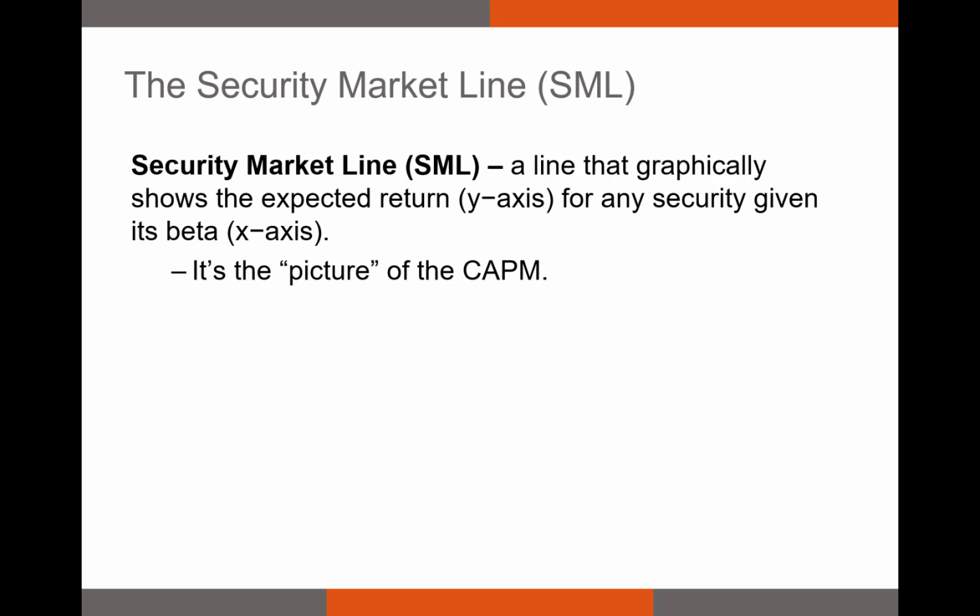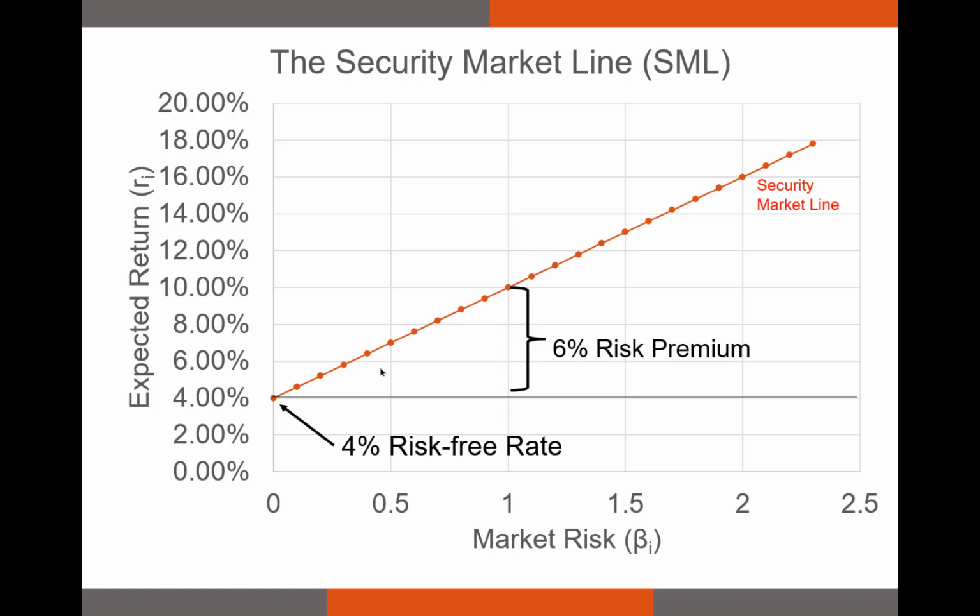Okay, final thing that I want to mention here, the security market line, or SML. Now, the SML is this line that shows a graphical interpretation of the CAPM. If you want to think about it this way, it's the picture of the CAPM. The SML, I just have a basic SML here. What it shows is the expected return for a given level of market risk, beta.